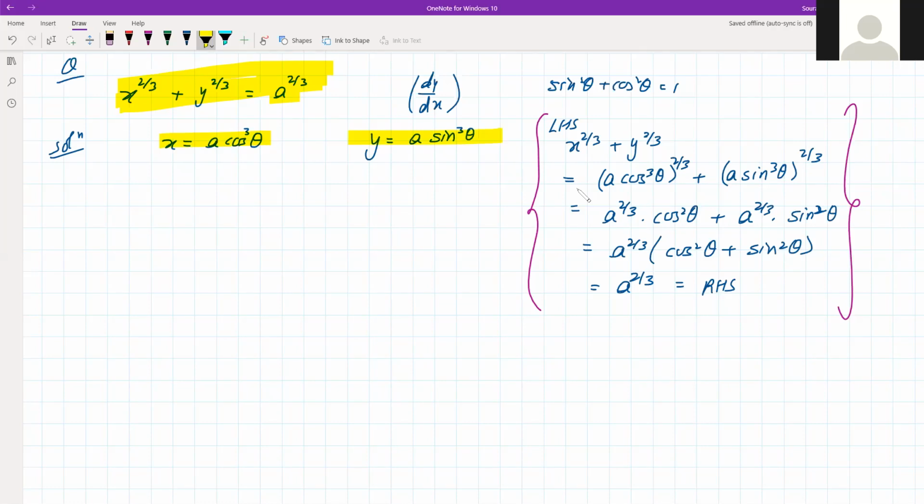So we see that this substitution doesn't break anything. Where is the proof? This is the proof, but nobody will ask you. This much is sufficient. So this is our substitution, and we now have x and y related together in parametric form. Now we have to find dy by dx. To find dy by dx, first find dy by d theta and dx by d theta, and then divide. So let's find dx by d theta.